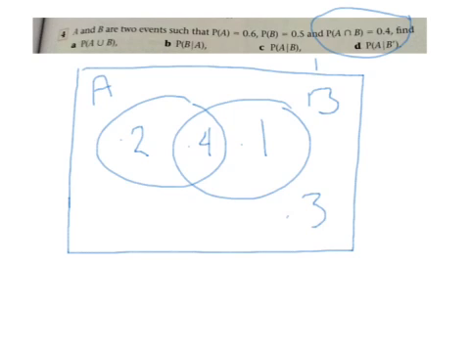So part A, we want to know what's the probability that we're in A or B. So if we look in A or B, we've got 0.2, 0.4 and 0.1, and that comes to 0.7.